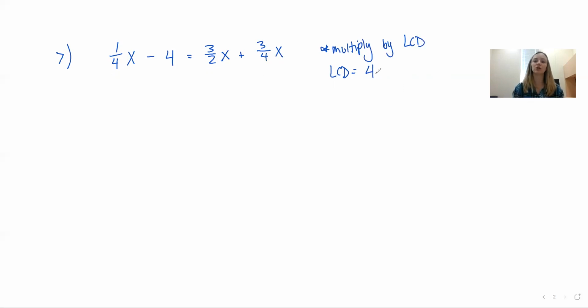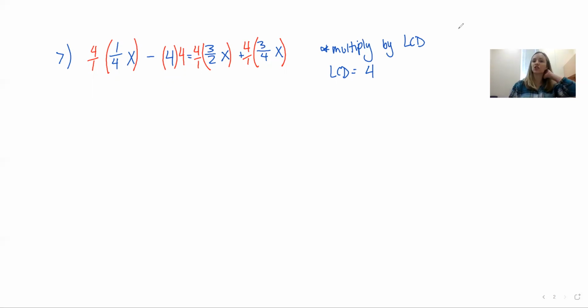Now what we're going to do is multiply every single term by 4. So I'm going to go ahead and write this in. I'm going to multiply this first term by 4, and I'll write it as 4/1 because we're multiplying by a fraction. I'm going to multiply this 4 by 4. I'm going to multiply 3/2 x by 4/1 and multiply 3/4 x by 4/1. So if it was a fraction, I just wrote it as 4/1 instead, just so it's a little bit easier to see.